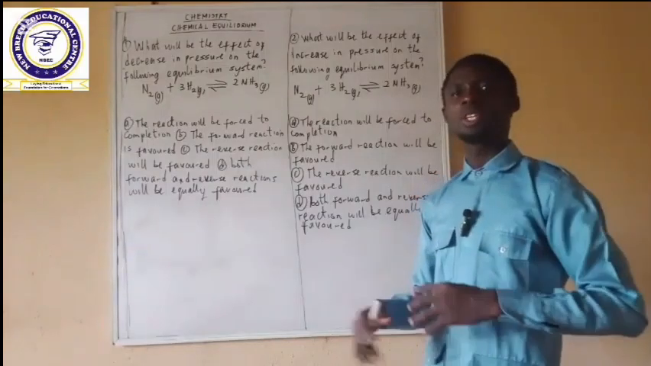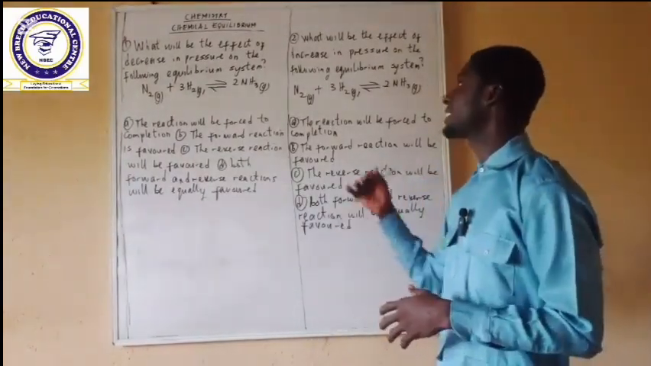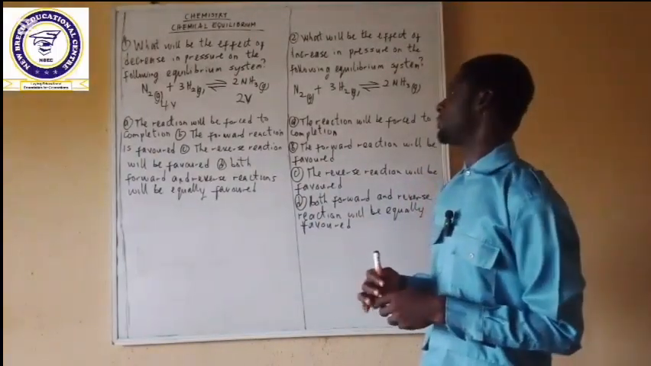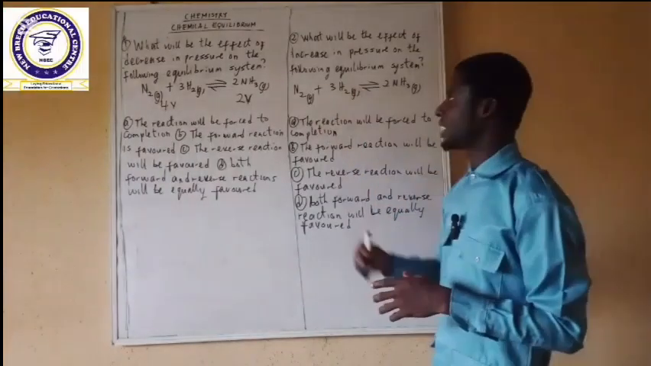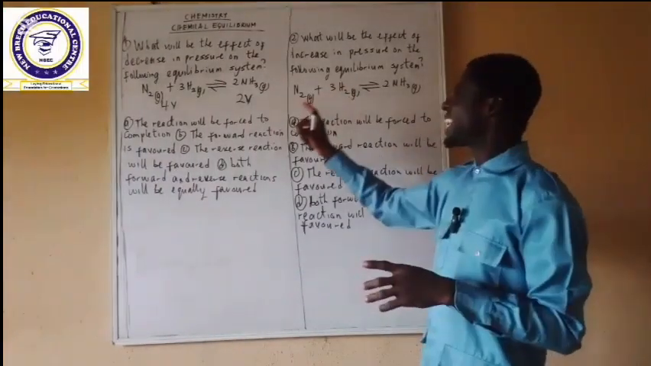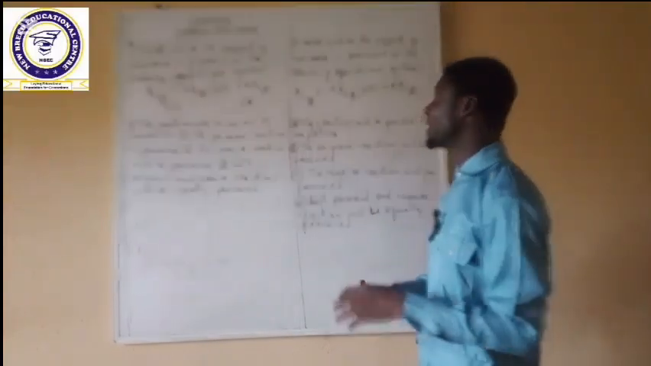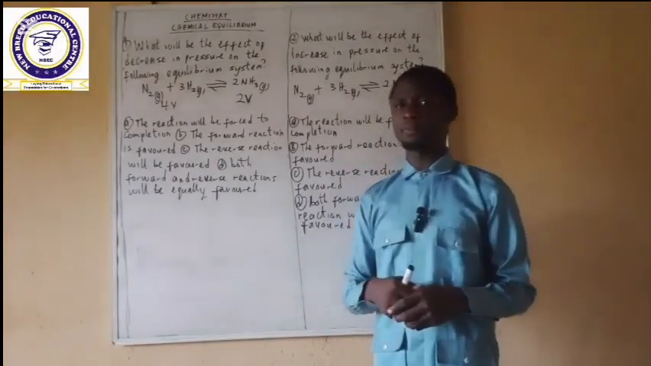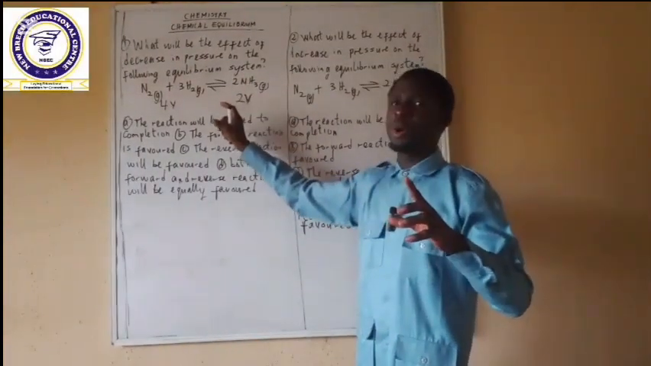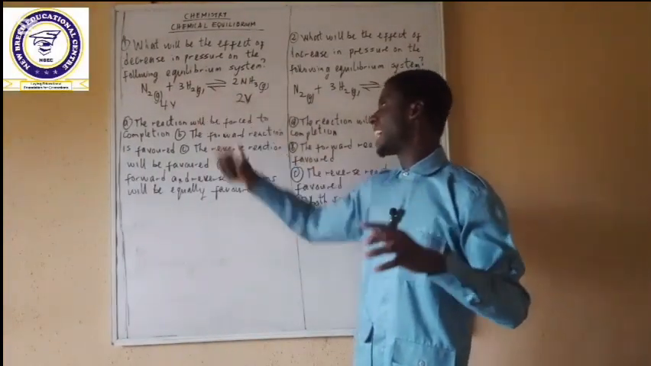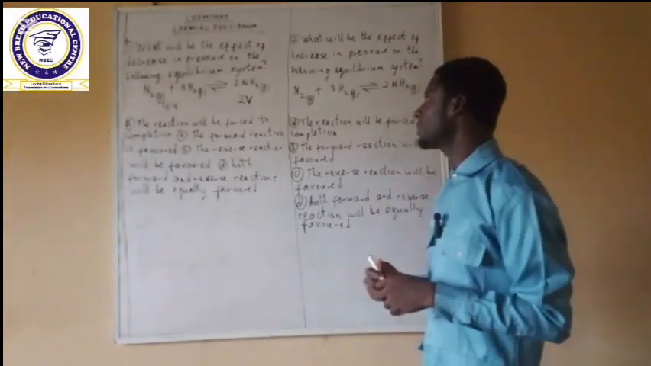Alright, let's come to the concept of pressure, how pressure affects a chemical system in equilibrium. Let's look at this question. What will be the effect of decrease in pressure on the following equilibrium system? There is a relationship between pressure and volume of a gas. So for us to know the effect of pressure on an equilibrium system, what we are going to do is calculate the total number of volume on the reactant side and the total number of volume on the product side.